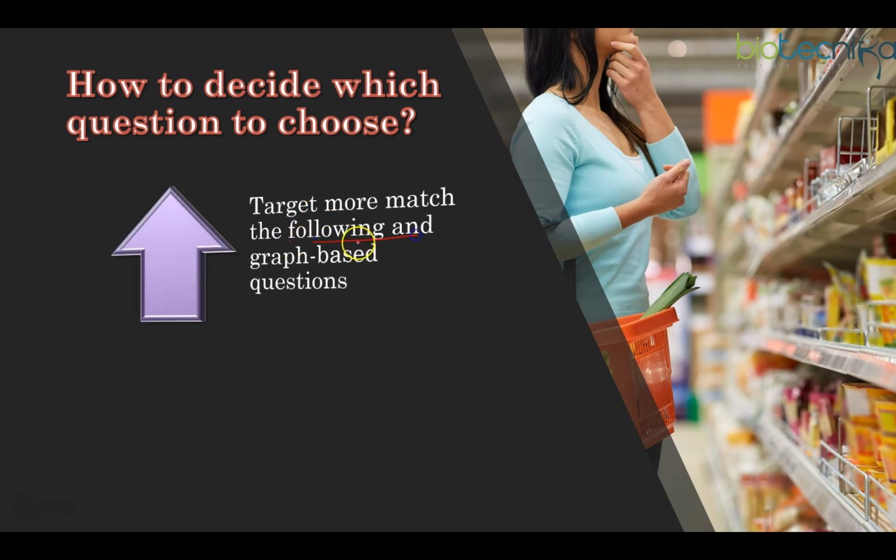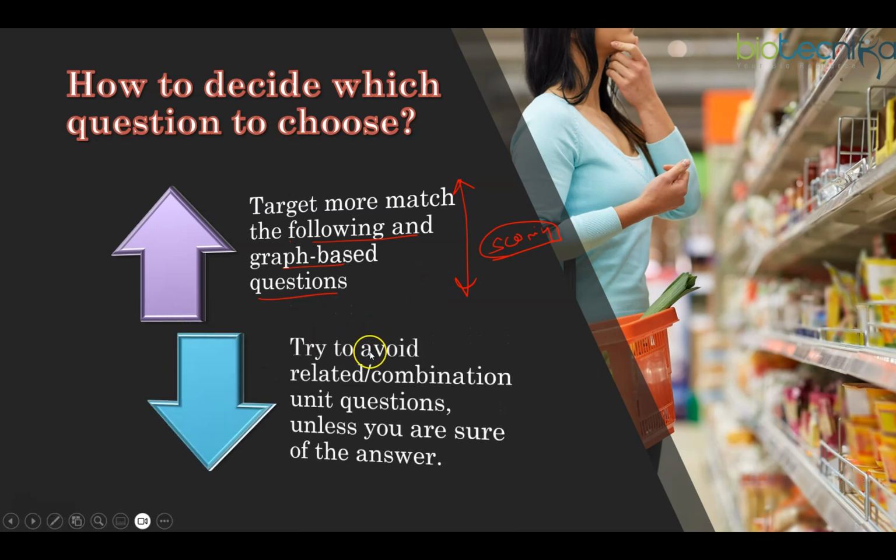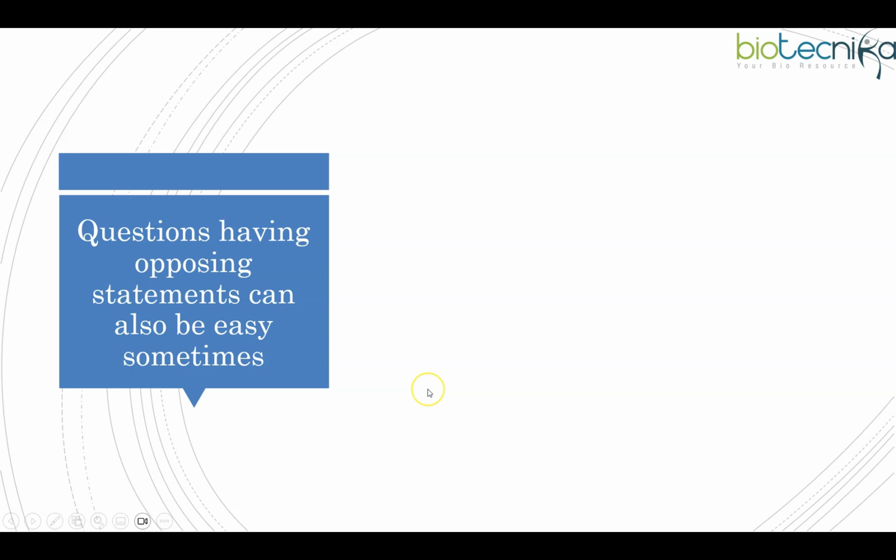Target more match-the-following and graph-based questions. These are easy to attain and these are very scoring topics as well. Okay, this will not take much time. Even if you know 1 or 2 matches, then you can come to the correct answer. Whereas you have to avoid related combination unit questions, so questions combining 2 units together, or multiple subunits together in one question, unless you are very sure of the answer, or it is a graph-based question or a match the following, which is comparatively easier. Then you can attempt it, else try to avoid such questions.